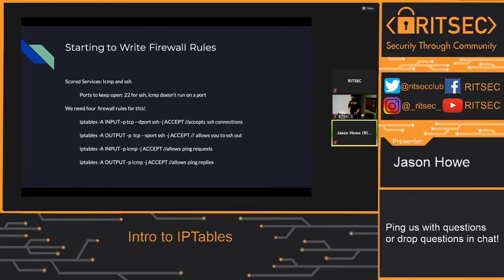And the second rule here also allows us to SSH out into other boxes across our network, which is good if you want to jump to the cloud boxes that we have. For the ICMP, the incoming allows ping requests, and the outgoing allows ping replies.